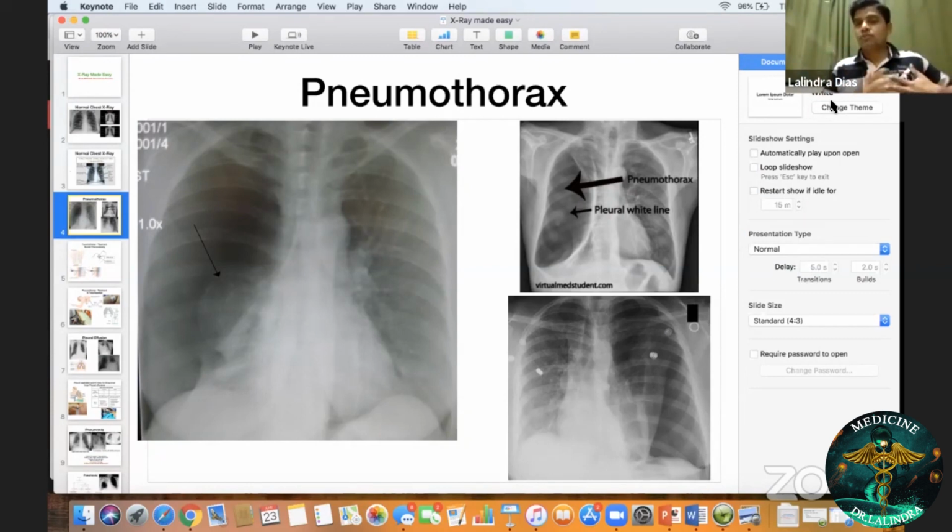So when you percuss, how do you diagnose pneumothorax on physical examination? If I got a left-sided pneumothorax, when you percuss my right lung, this is the resonant percussion note.